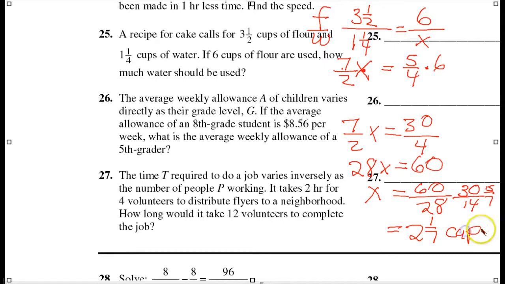So I should have probably worked it out and checked my answer, but that's how you do it. Set it up as a proportion. Convert these mixed numbers to improper fractions. Do your cross multiplication and solve it. That was a good one. Okay.